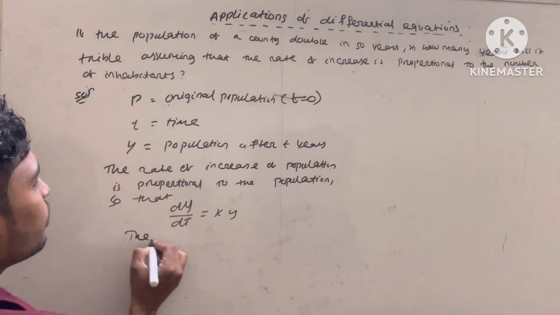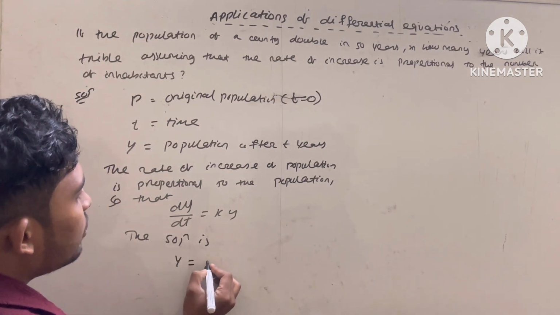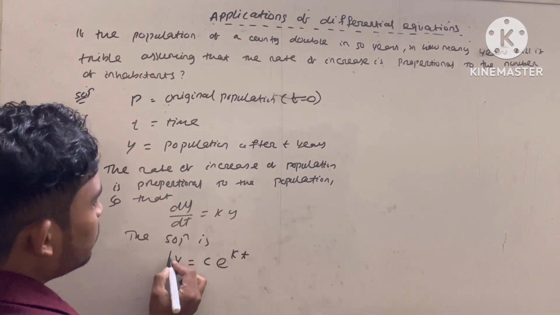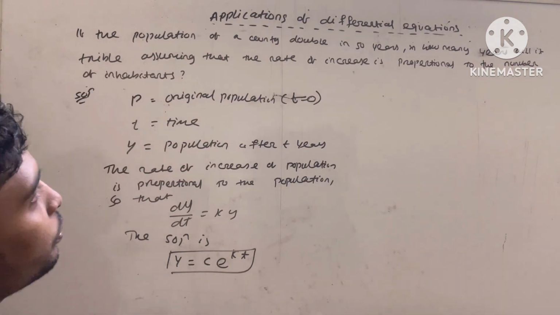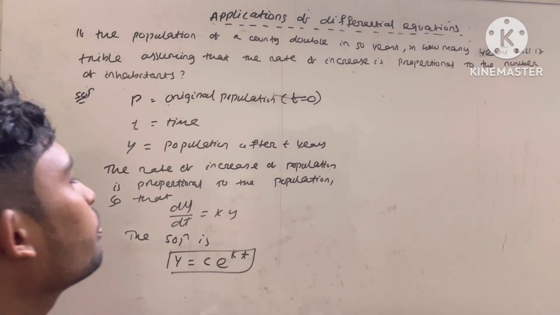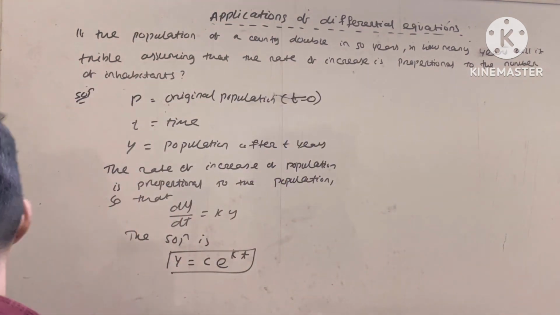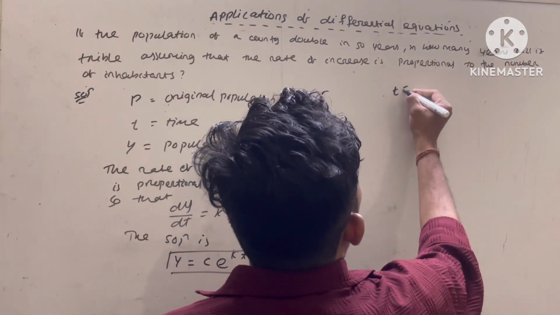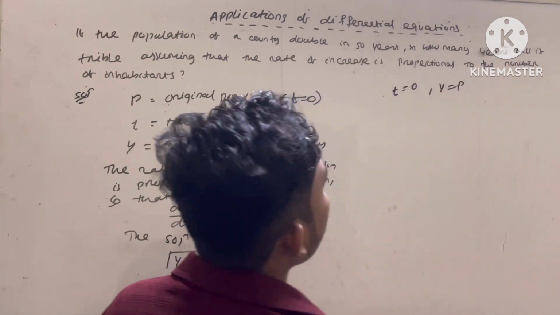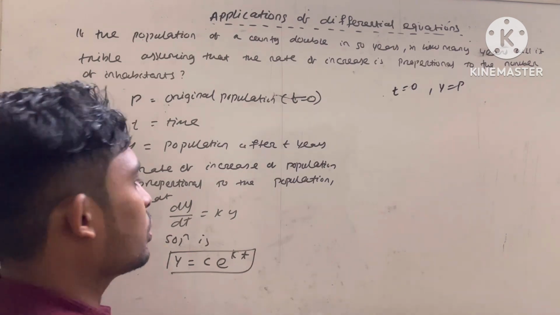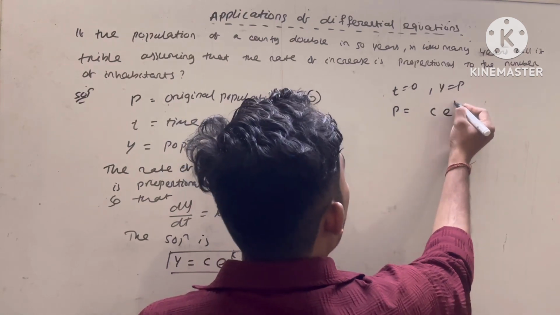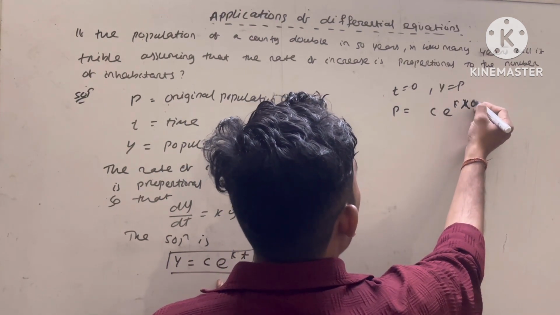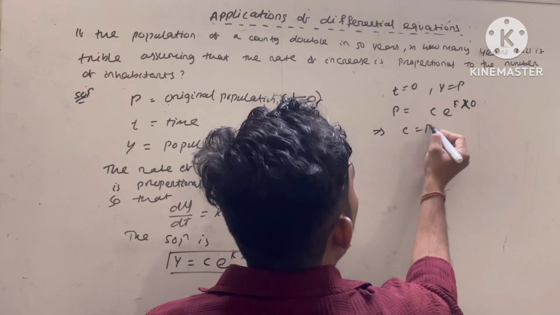As it is a variable separable equation, we want to know the solution. The solution is y equal to c into e to the power kt. Okay. For solving this problem, first of all you have to find the value of c. That means when t equals 0, the population size will be p. So from this data we can easily find the value of the constant. So y is equal to c into e to the power kt. Put it here: p is equal to c into e to the power k into 0. Okay, so that means c is equal to p.